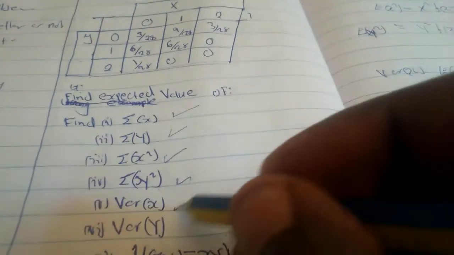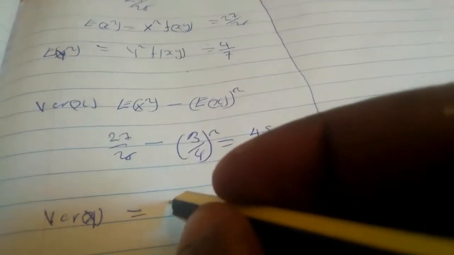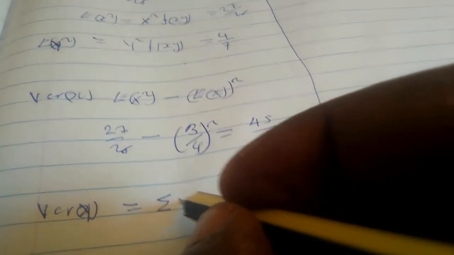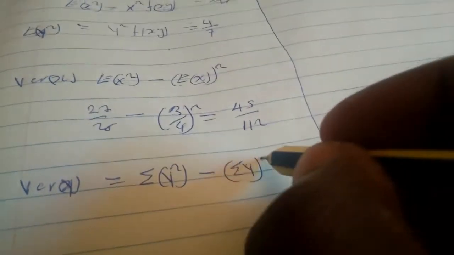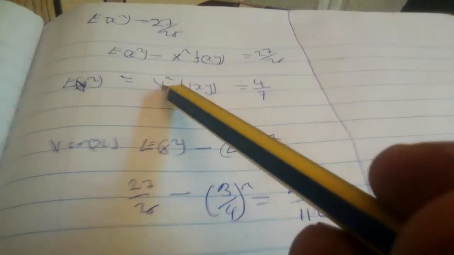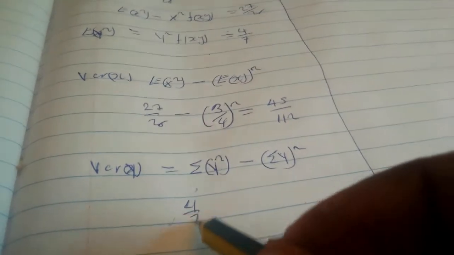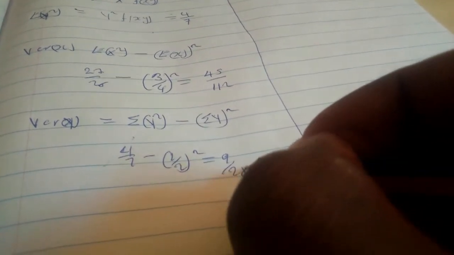So when we come to variance of x, variance of y, sorry. So we are through with this one, so we are here. Variance of y. We are going to see it's equal to expected value of y squared minus expected value of y, squared. So for the y squared, we get 4 over 7 minus, for the y, we get a half. So we are going to see minus a half squared. So this one will be 9 over 28.